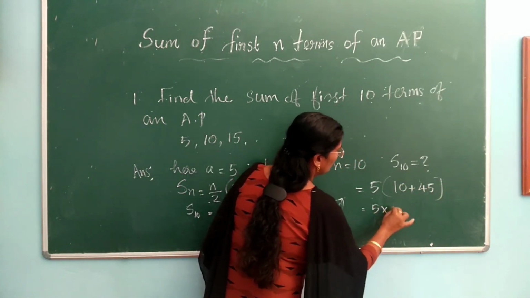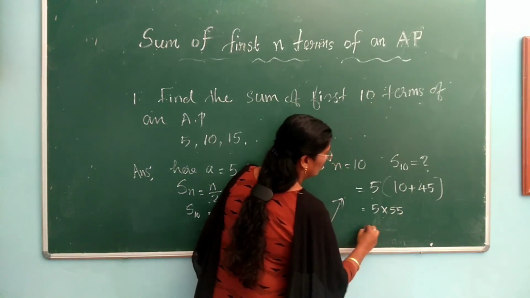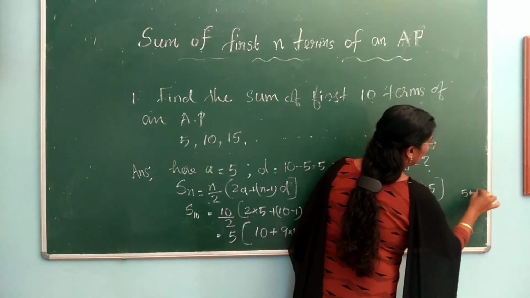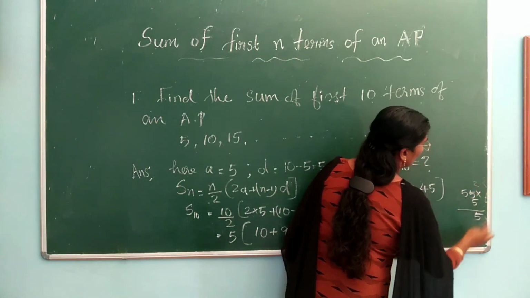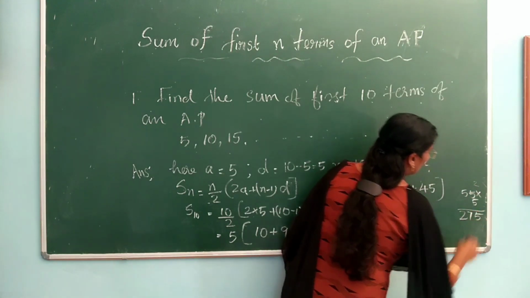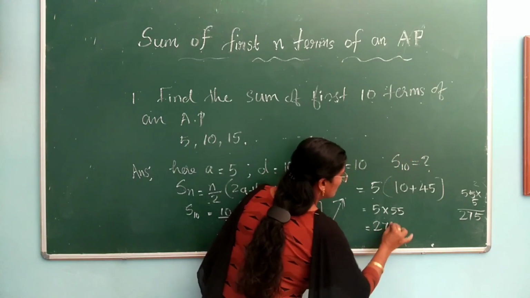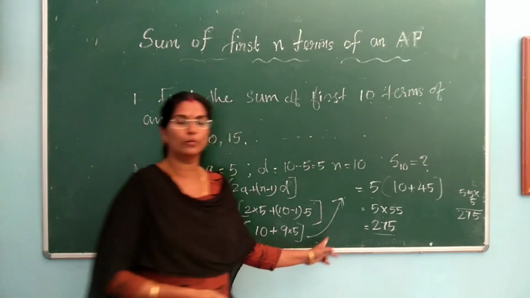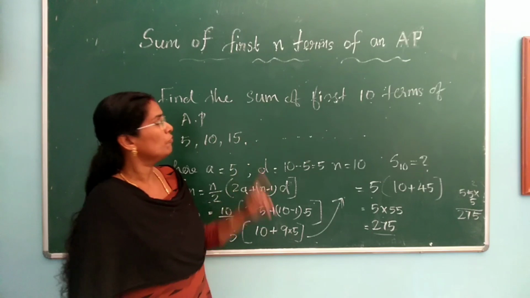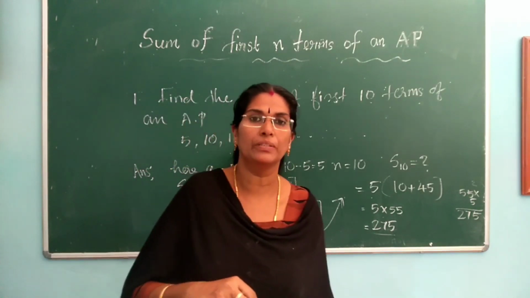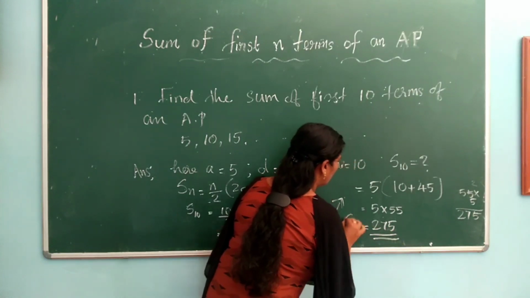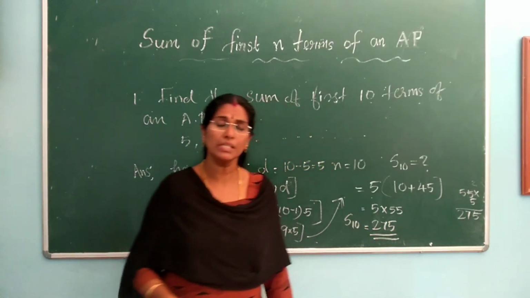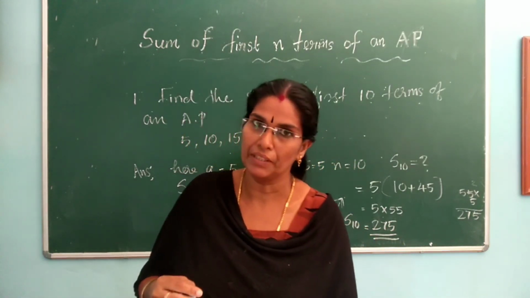This is 5 into 55. Multiply 55 with 5. 5 fives are 25, balance 2. 25 plus 2, 27, so 275. Last, you have to write: the sum of first 10 terms of this AP is 275. That is S10 is equal to 275.